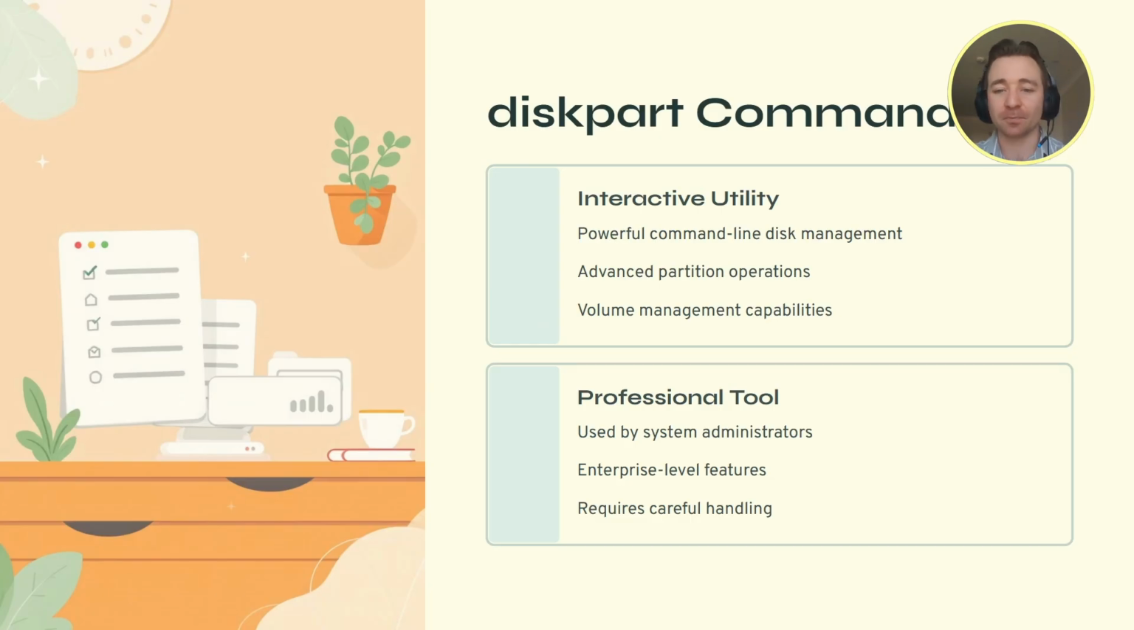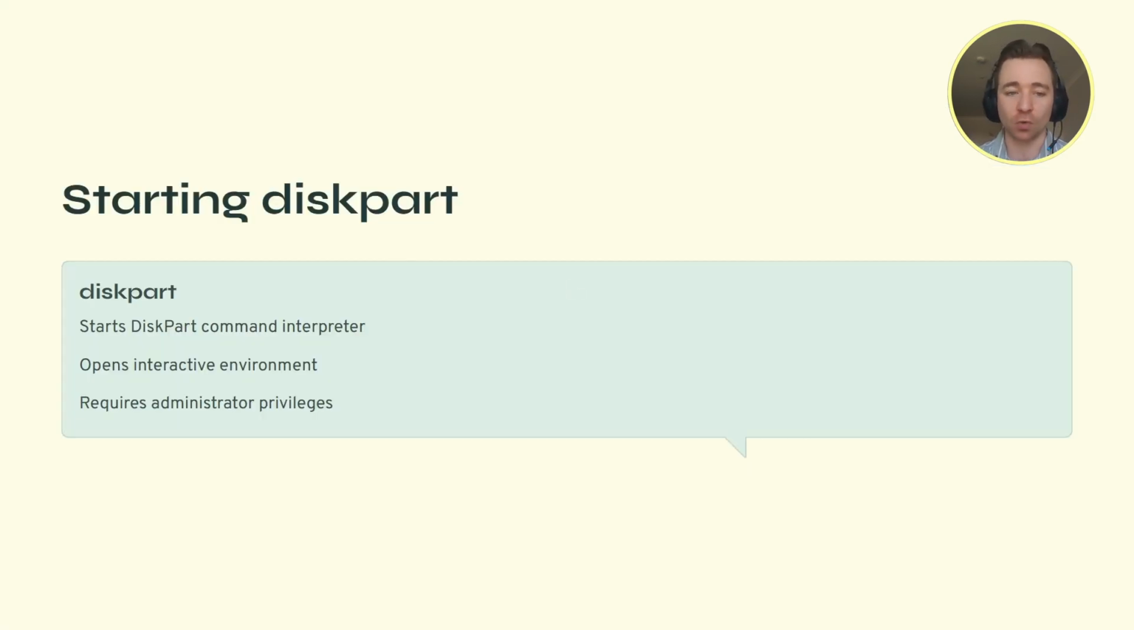Diskpart. So what does diskpart do? It is a powerful command line disk management tool used for advanced partition operations. So diskpart, disk partition. If you want to organize how your disk is partitioned, you would use the diskpart tool. If you want to start diskpart, you will use the command diskpart, which will start the diskpart command interpreter.